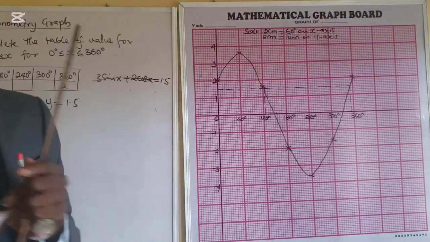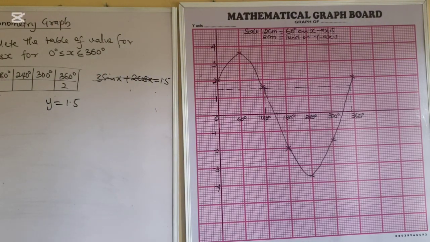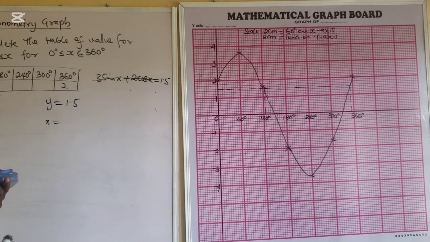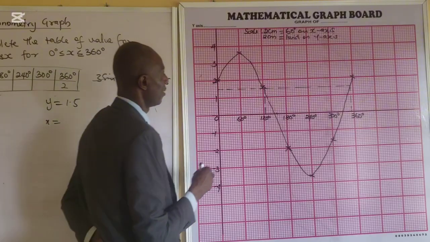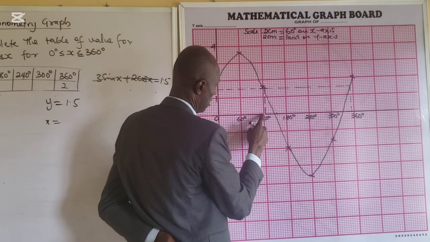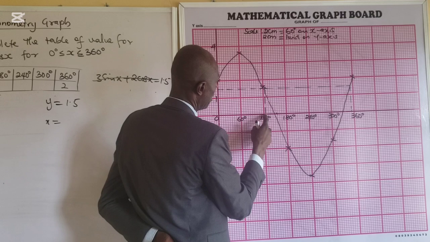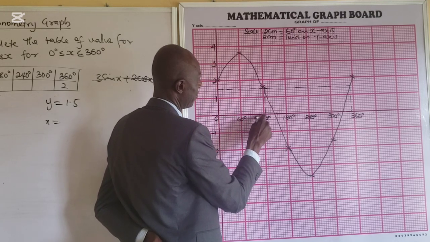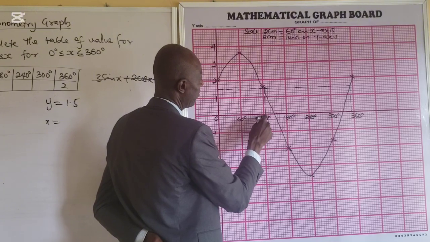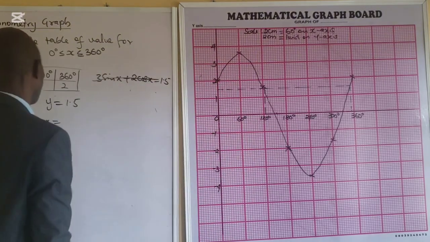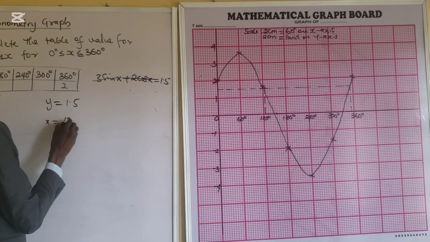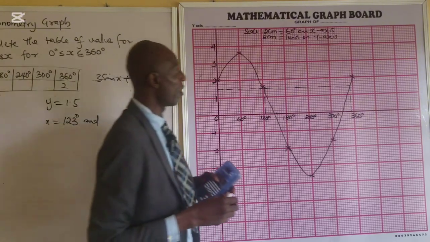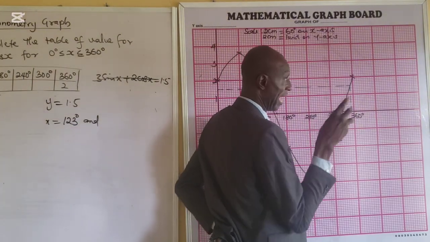Okay. Now, let's determine the value of x. Here is 120. Here is 126, because I told you that the next line is 126. So it's half of 126. If you divide 6 by 2, it gives us 3. So that first place is 123 degrees.